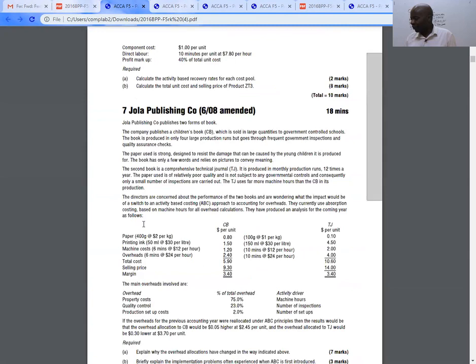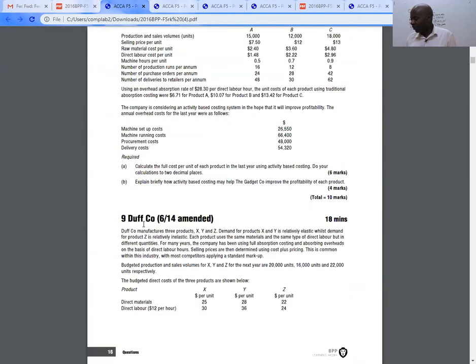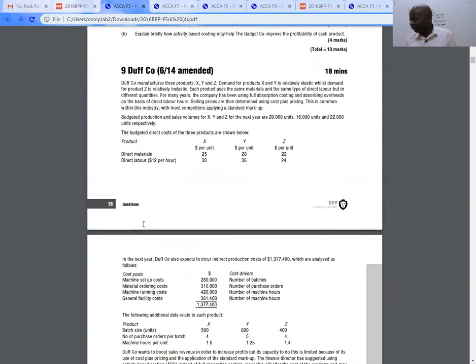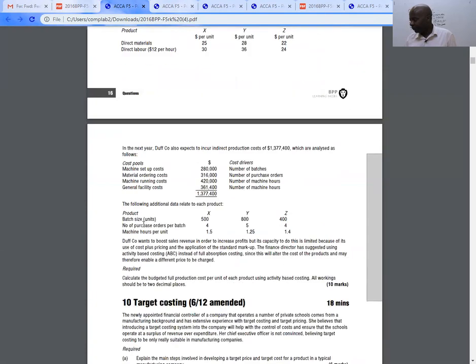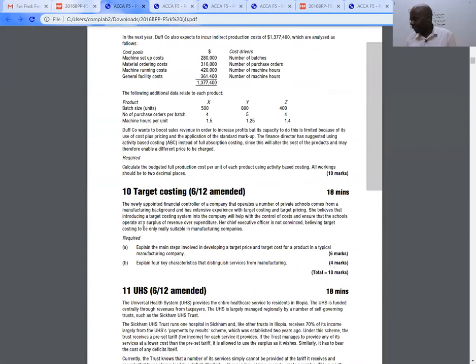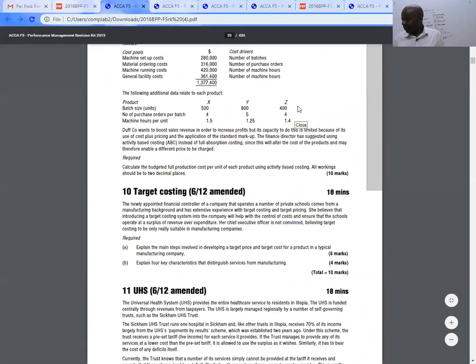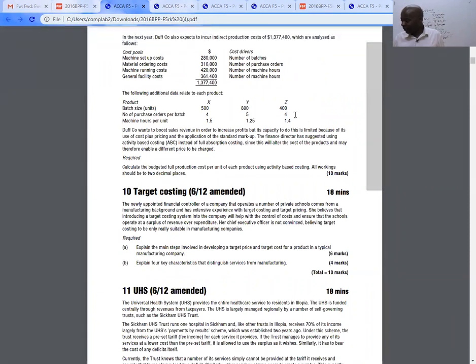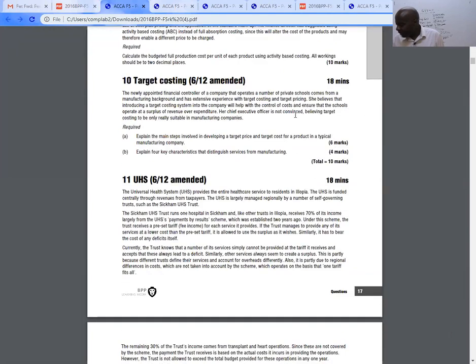So question number 10, for the ones who have this, go to question number 10. Yes, question number 10 is there, target costing. For ACCA, you simply scroll through and you'll get question number 10 very easily. It is page number 17.